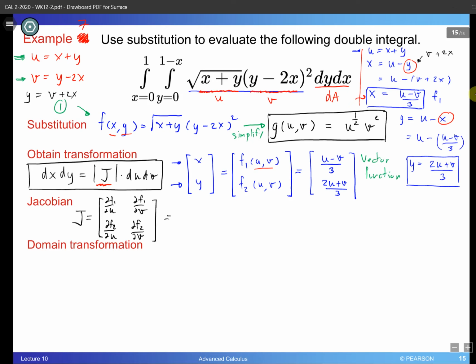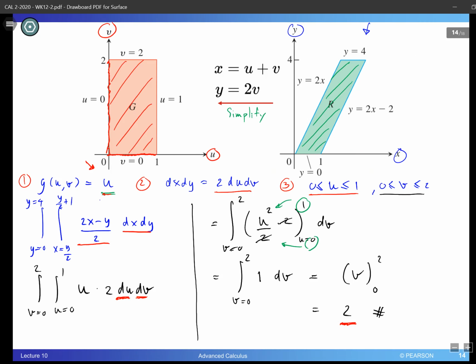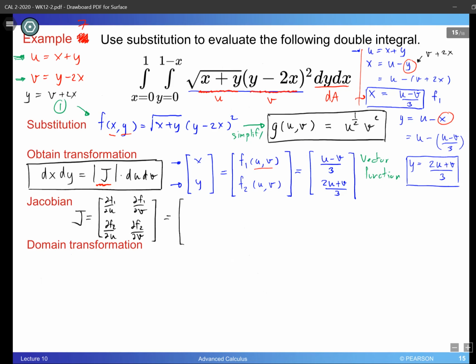Alright, so let's work on this one by one. Let's start with this first one, diff f1, okay, diff f1 with respect to u. So I'm going to work on this one. f1 is right here, and we need to diff this with respect to u. Diff this term with respect to u, we are going to get the coefficient in front of u, right? And that is 1 over 3. Okay, 1 over 3 right here.